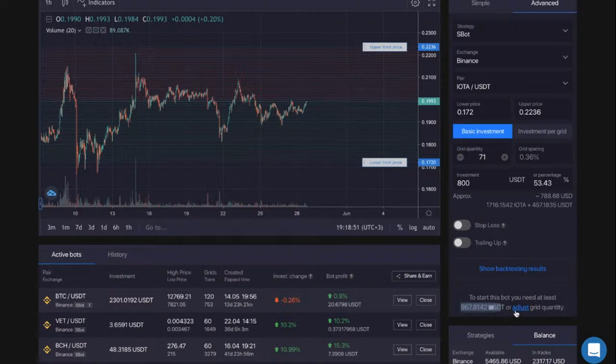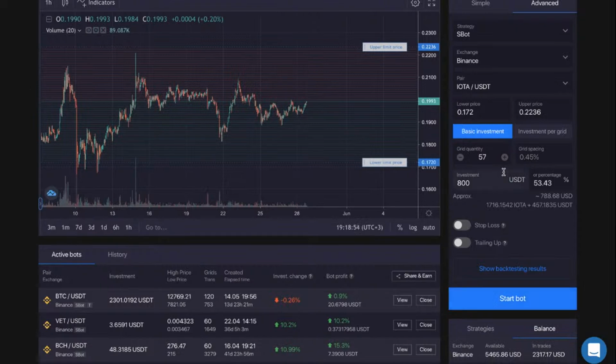But let's say I don't have it. I click on adjust grid levels, so it reduces the quantity of grid levels to 57 from 71, and now I can initiate the bot. So I need to have 1,700 IOTA on my balance, and I must have quote currency, USDT in this case, in amount of 457.